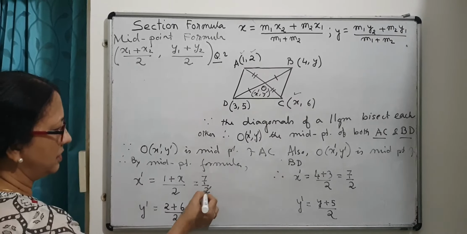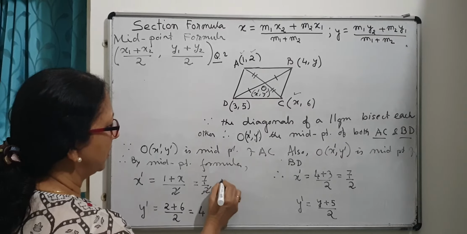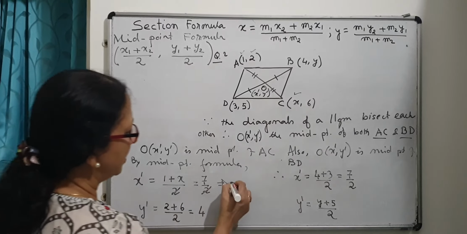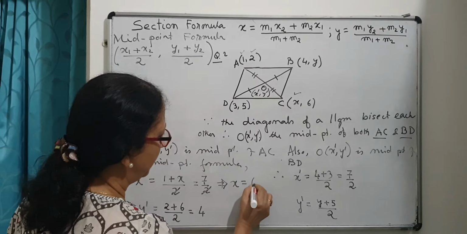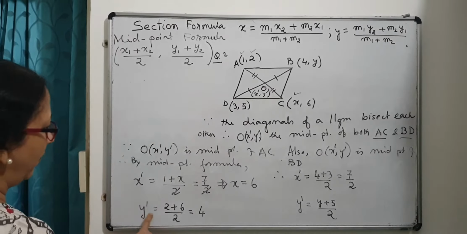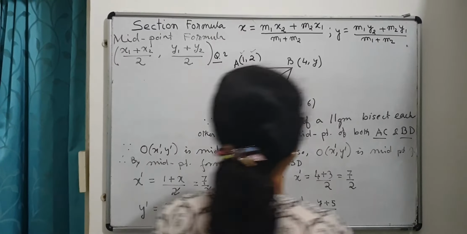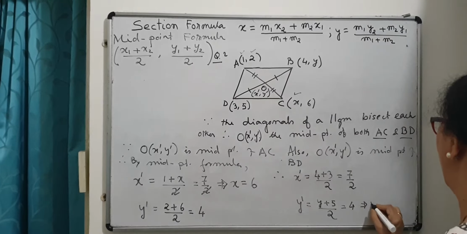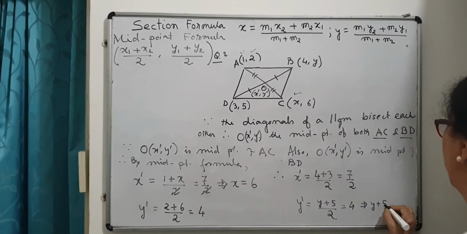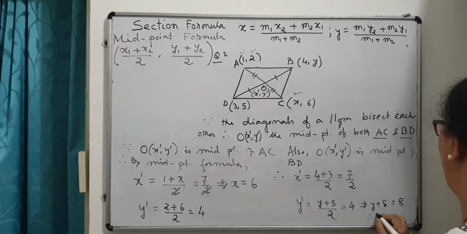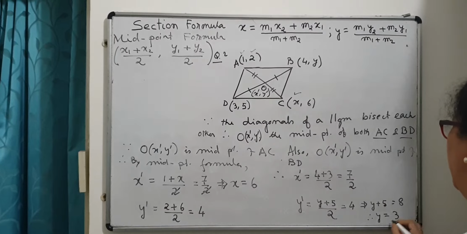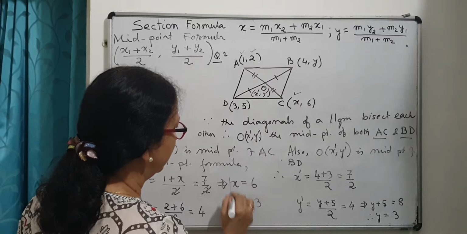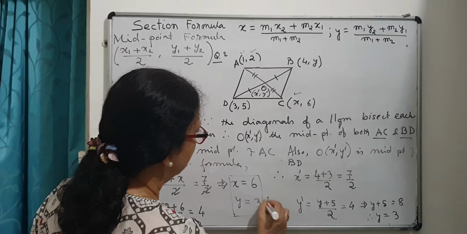So this is getting cancelled. From this, take 1 to that side, so x is 7 minus 1, 6. So x is coming out to be 6. And similarly, y dashed is 4. So here I can write 4. It gives us y plus 5 is equal to 8, or y is equal to 8 minus 5, which is 3. So these are the answers: y is equal to 3 and x is equal to 6.